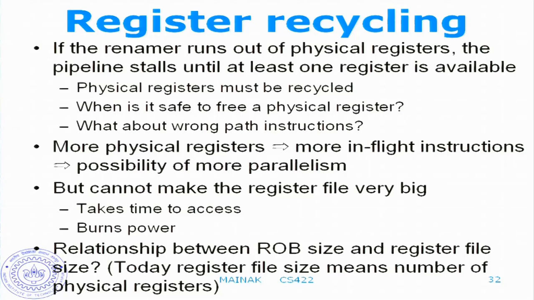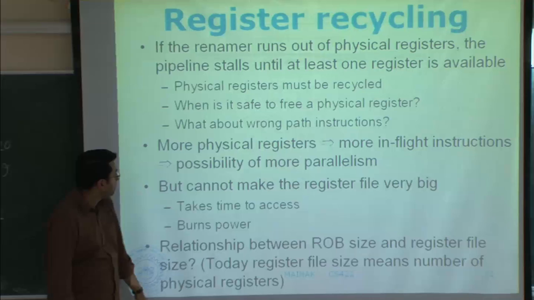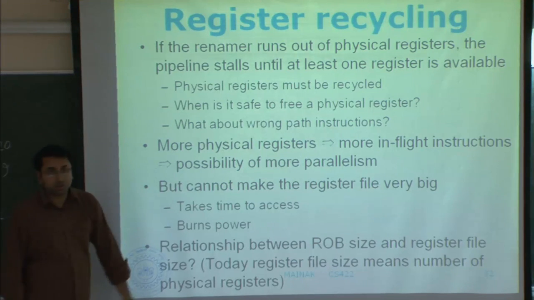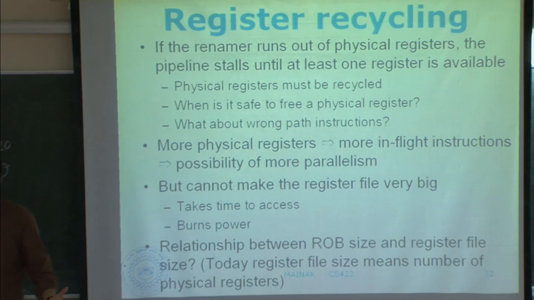So more physical registers means more in-flight instructions. That should be clear now, because as soon as I run out of registers, my pipeline has to stall. If I have more registers, I can keep on renaming and keep moving my pipeline, and that also opens up the possibility of more parallelism. So the number of registers has a direct connection with how much ILP you can expose.